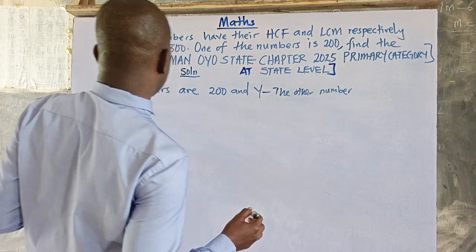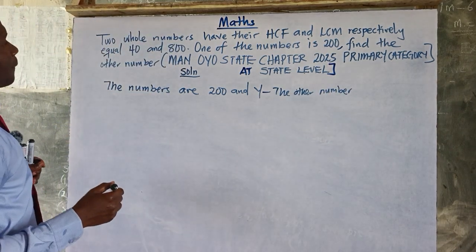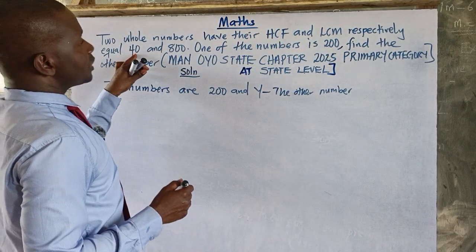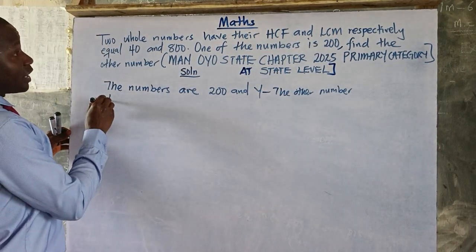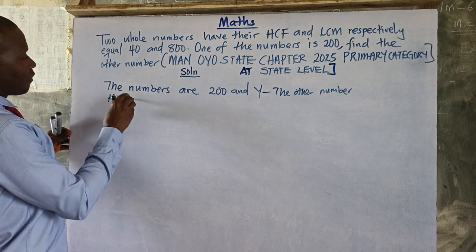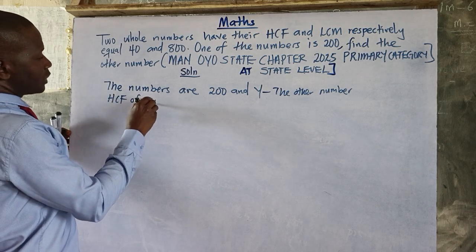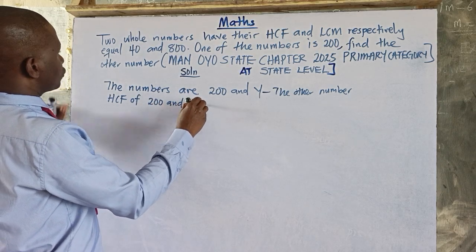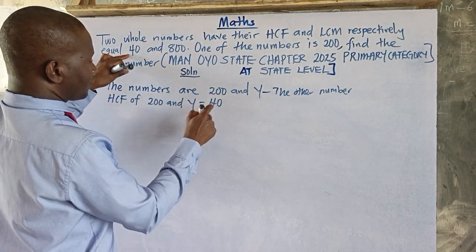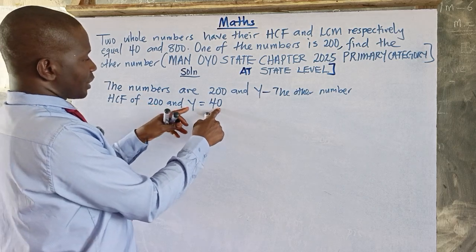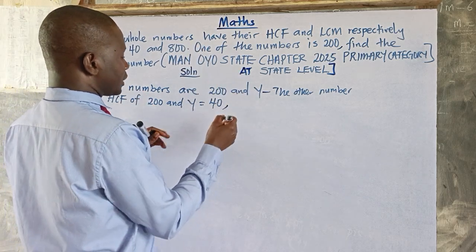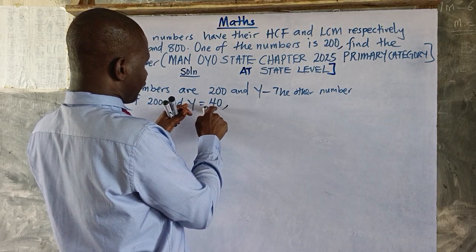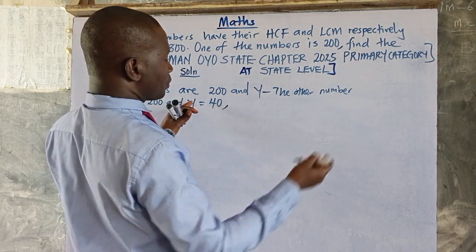Now, since we are given the HCF and the LCM, the HCF of 200 and Y equals 40. That's what we are given. That is, 40 can go in 200, 40 can go in Y. So we are going to take this Y and say 40 goes in Y how many times? We denote it by another letter.